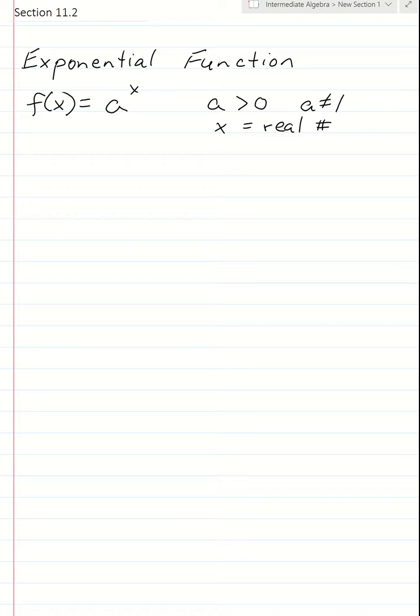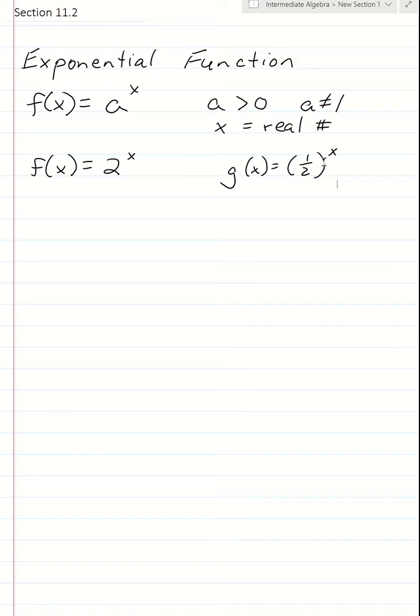For example, we might have f of x equals 2 to the x power. That would be an example of an exponential function. Or we might have g of x equals, let's say, the fraction 1/2 to the x power. In both of these cases, what we have here are two examples of exponential functions, because a is a number that is in fact greater than 0 and not 1, and the variable x will be any real number.